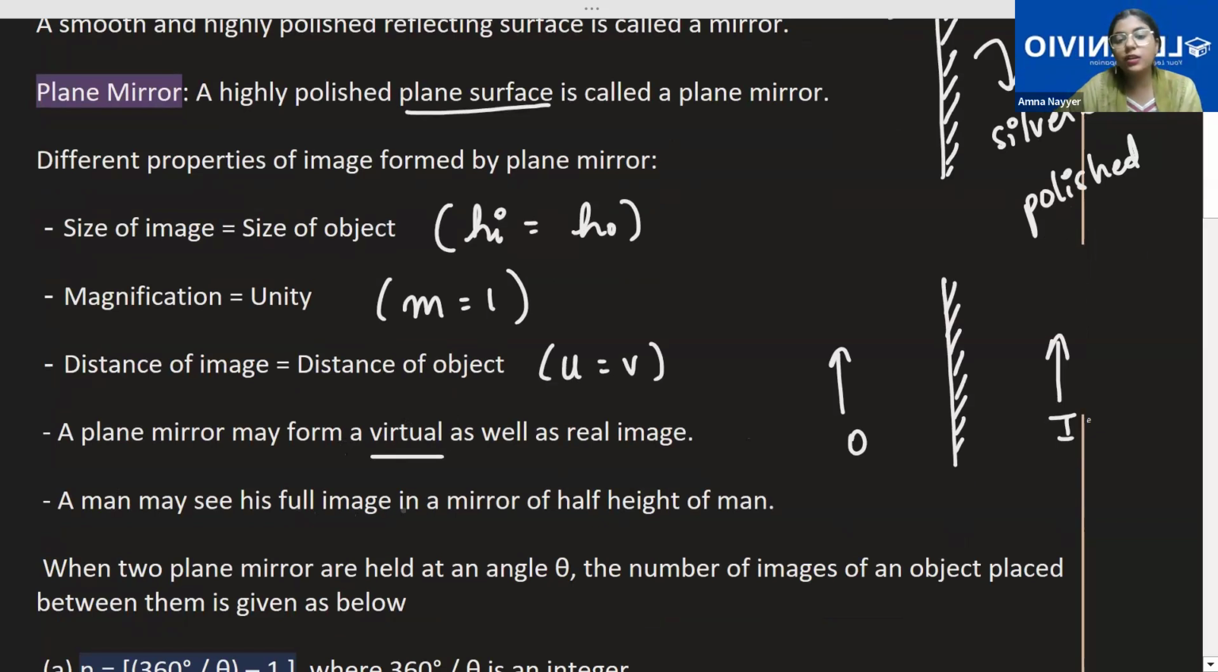A man may see his full image in a mirror of half the height of the man. Means if the person is standing in front of the mirror, the height that is appearing, this is a numerical, in that it will be clear. Basically, half of the height is visible. This is what it is saying. Okay, this we'll see through the numericals. That time it will be clear.